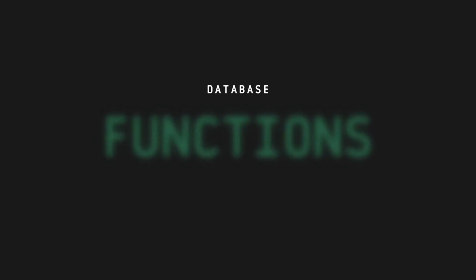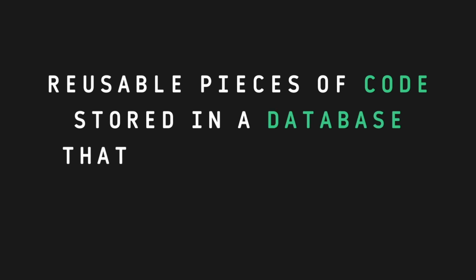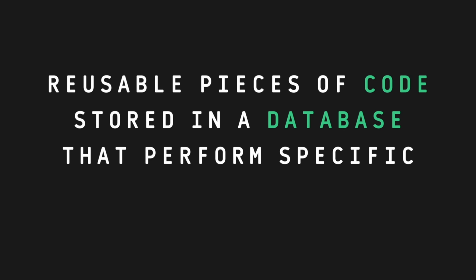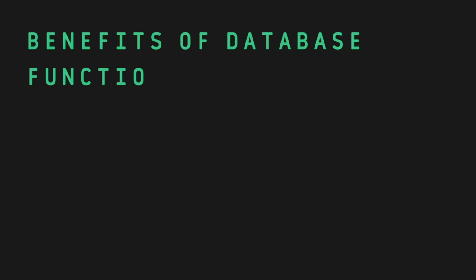Database functions are reusable pieces of code stored in a database that perform specific operations, usually on data. They can take inputs, process those inputs, and return a specific result that we direct to an application like a mobile app. So functions in a database are similar to functions in our programming languages, but they are written in SQL language.